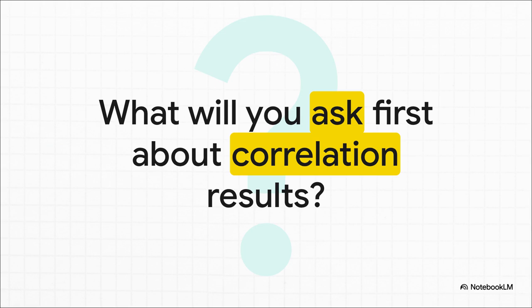So I'll leave you with this final thought. The next time you're reading a journal article and you see a correlation reported, what's the first question you're going to ask yourself? Will it be about the strength or the direction? Or maybe, just maybe, you'll find yourself wondering, what's the third variable that the authors might have missed here? That is the kind of critical thinking that's going to make all the difference for you.